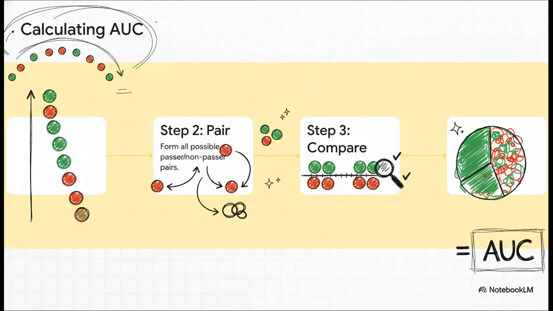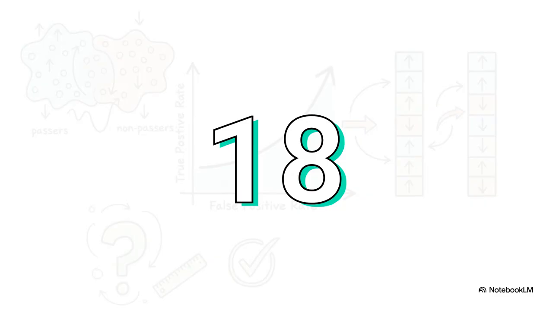Believe it or not, we can actually calculate the AUC for this little data set by hand. And the process is super simple. We're just going to create every possible pair of one true passer and one true non-passer. For each of those pairs, we'll check one thing. Is the passer's score higher? The final AUC is just the fraction of pairs where the passer won. So first things first, how many pairs do we even need to check? Well, we have 3 passers and 6 non-passers. So you just do the math. 3 times 6 gives us a total of 18 unique pairs to compare.